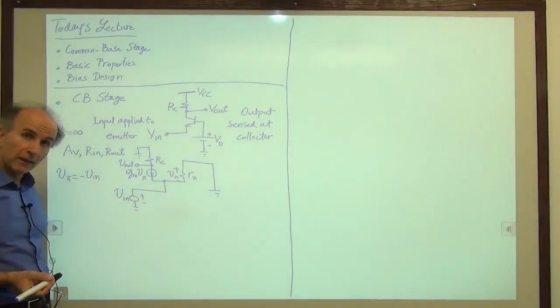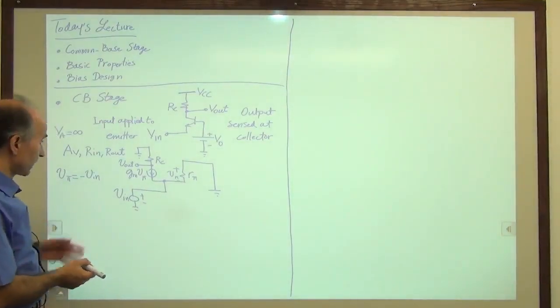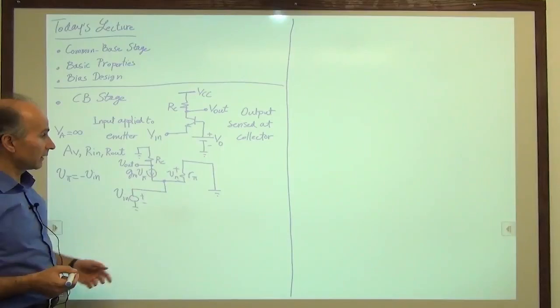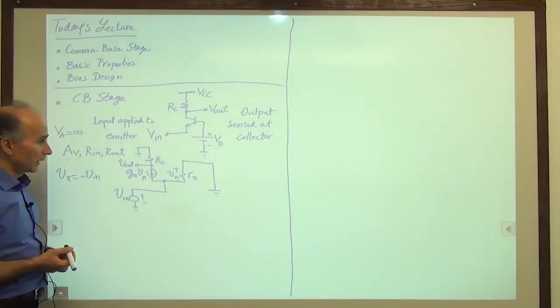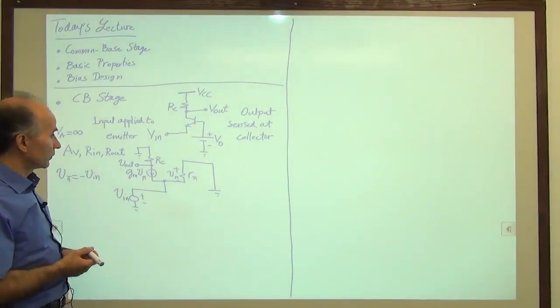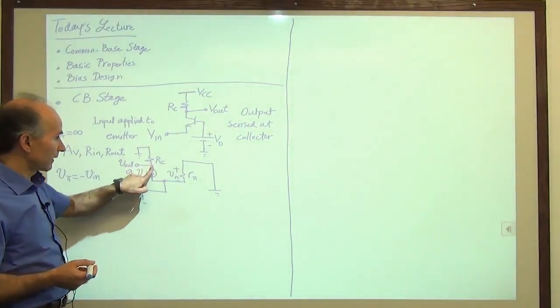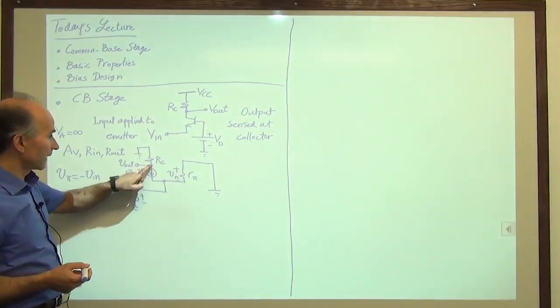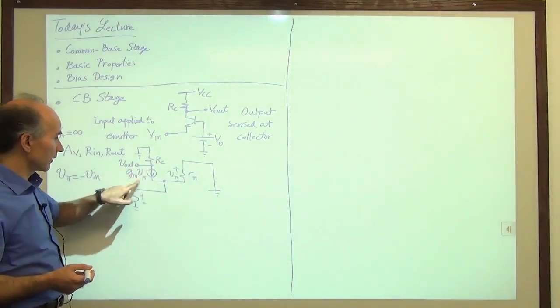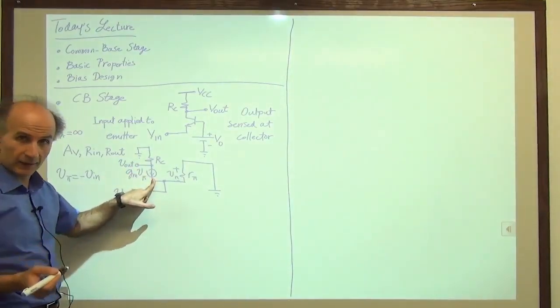So that was easy. Now that that's the case, we can readily calculate everything. What do we do? Well, we will probably want to write a KCL at this node, and knowing that the current flowing through RC is equal to gm V pi, right? That's what KCL tells us.